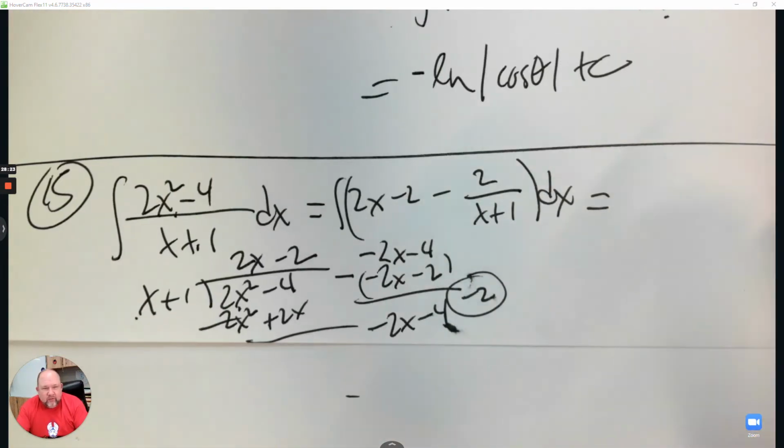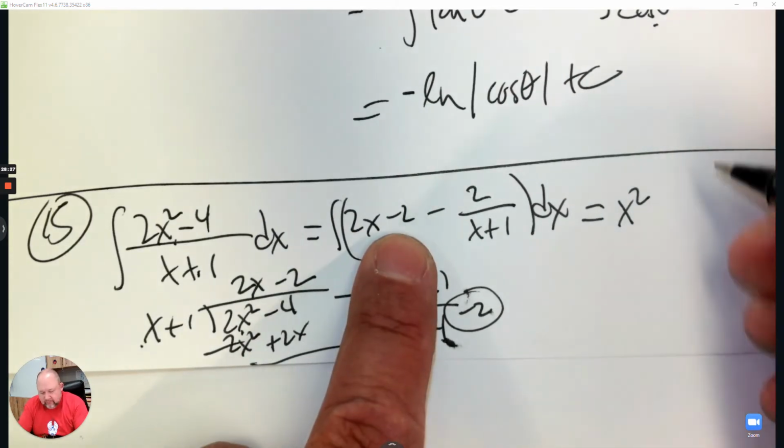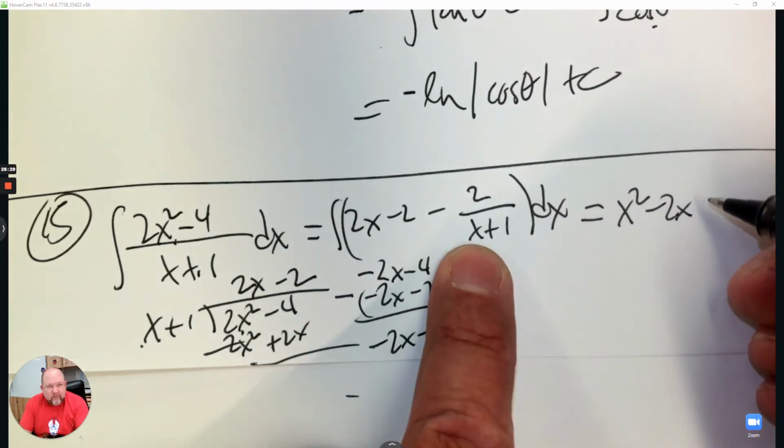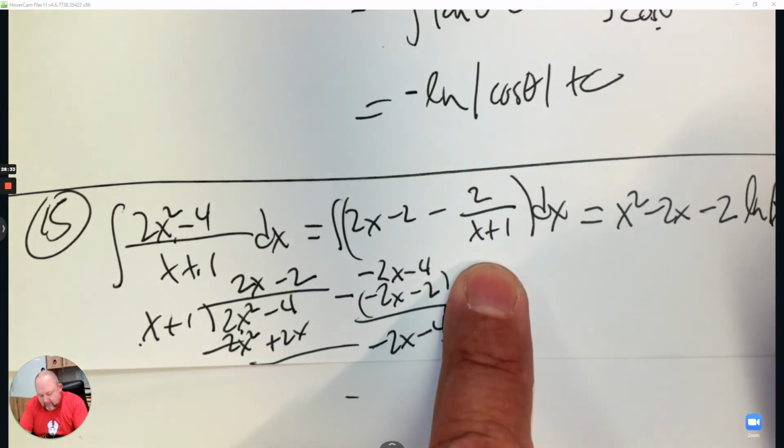And then integrate each one by itself. So for 2x, that's x squared. For negative 2, it's negative 2x. This one's a logarithm, so think of negative 2 in front and then the logarithm of x plus 1 plus c.